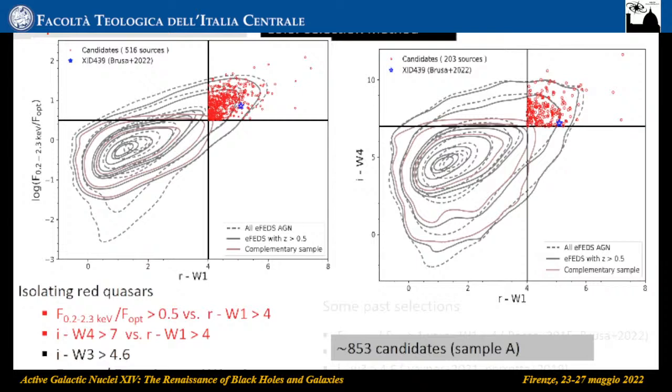Another method I applied is R-W1 versus I-W4, and we also highlight in red the sources that may have high chances of being in the feedback phase. In addition to these methods, I've also applied others like I-W1 versus the hard flux to optical ratio, and R-W4. From this selection, we have isolated around 853 candidates, and we call this sample A.